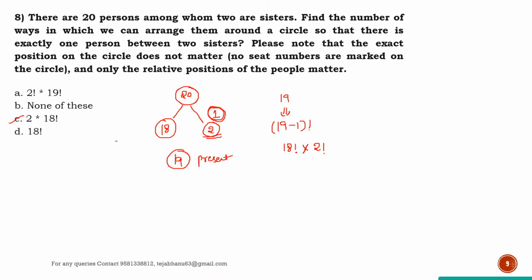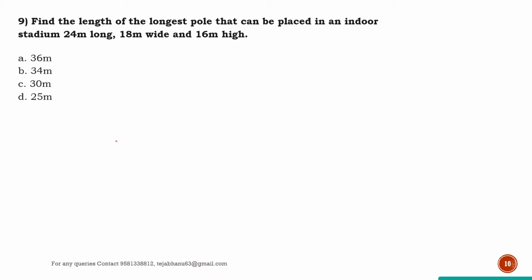Next question. Find the length of the longest pole that can be placed in an indoor stadium, 24 meters long, 18 meters wide and 16 meters high. See, actually he has given a cuboid.